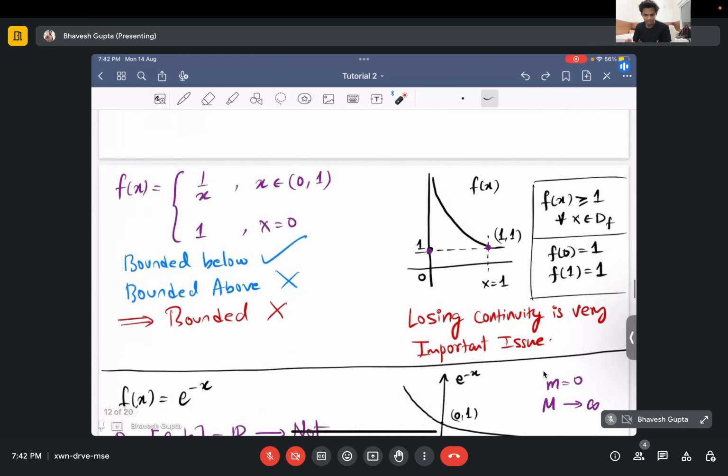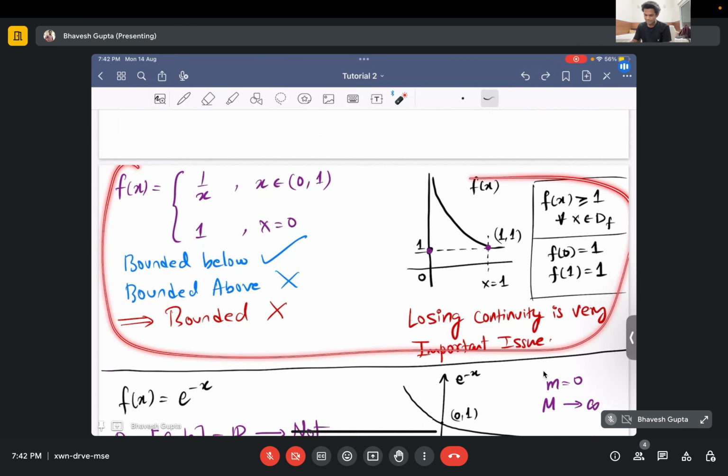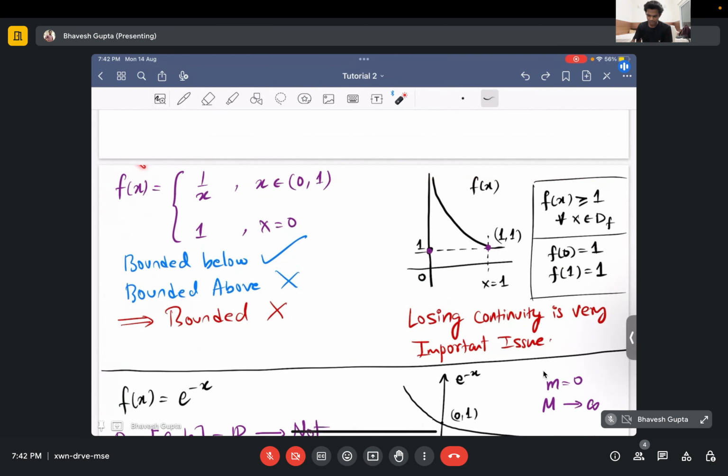We have this particular example. In this example, we can see that we have a function over here. This is defined from 0 to 1, and at x equal to 0 it is defined as 1. And we just want to illustrate the idea over here that this function is bounded below, but this function is not bounded above, and hence overall this function is not bounded at all, right? Because you can bound from below, but you cannot bound from above, and it goes to some very large value.